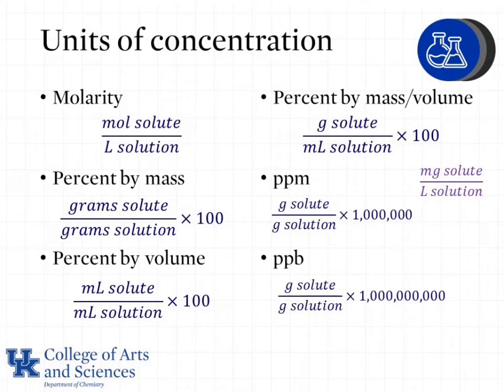For ppb, we will use grams of solute over grams of solution times a billion. Just like ppm, it can be by mass, by volume, or by mass volume. The mass volume is the one that's most useful to us, so we will use it in terms of micrograms of solute per liter of solution.